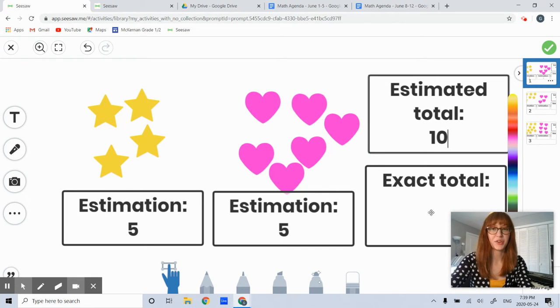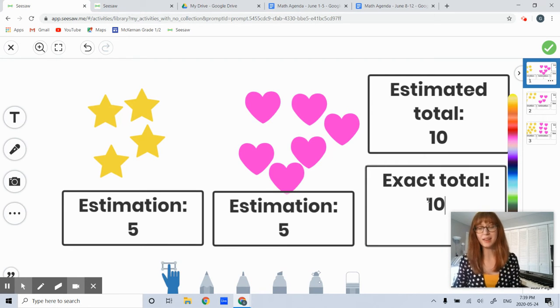Now, if I was going to come up with the exact total, I would count the numbers exactly, figure out, okay, I actually have 4, and I actually have 6. 4 plus 6 actually happens to be 10. In this case, my estimated total was the exact same as my exact total. But that doesn't always happen.